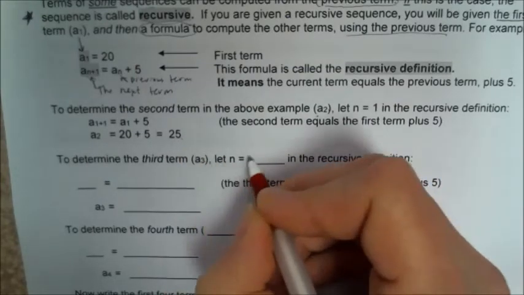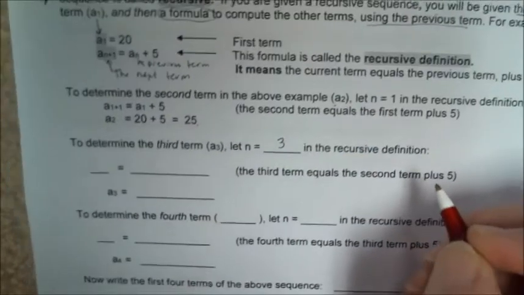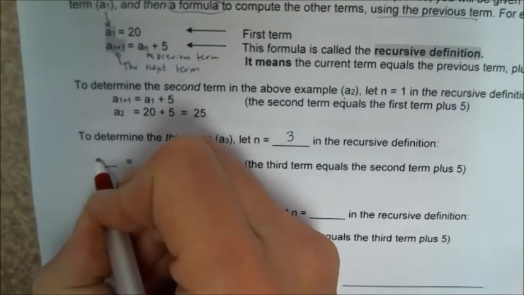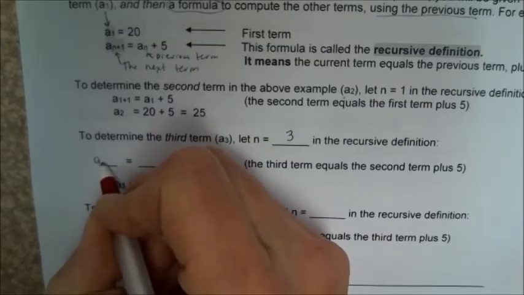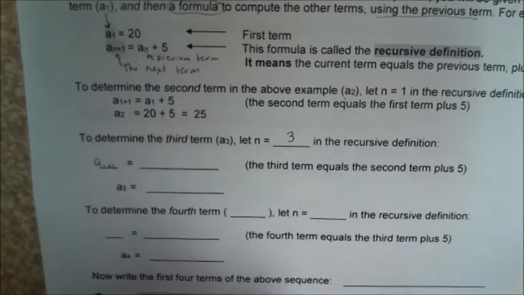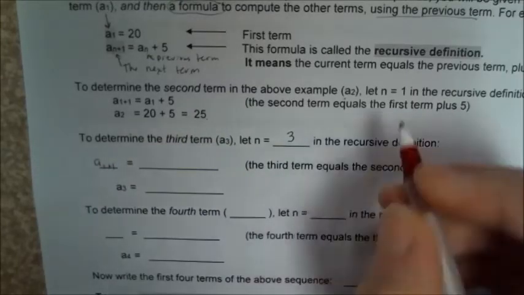The third term, you're going to let n equal 3, and you're going to get the third term, which is 2 plus 1. Whoops.